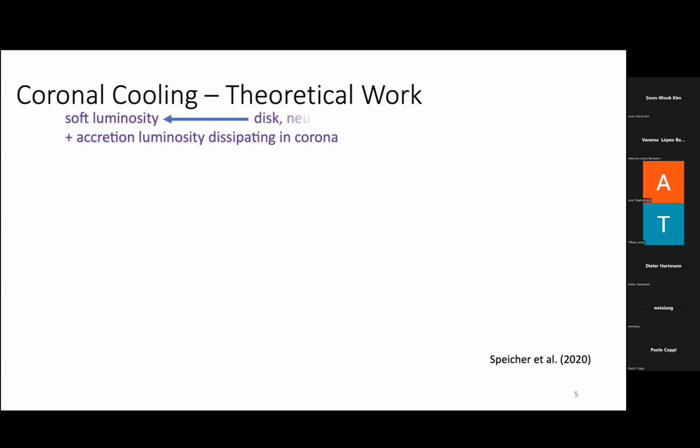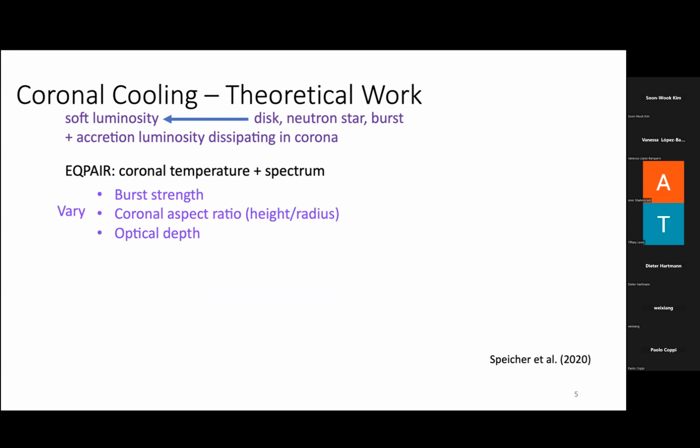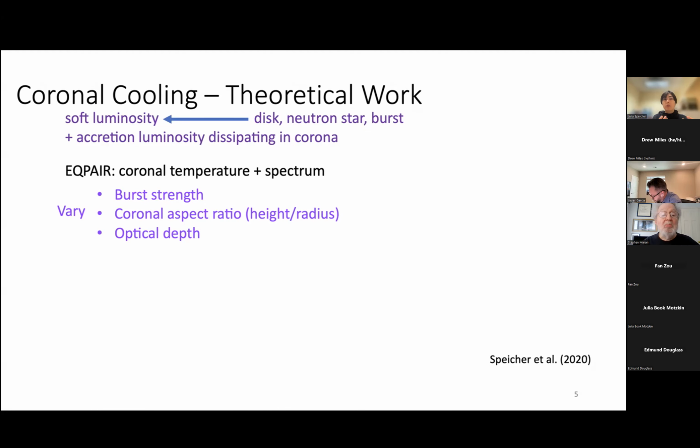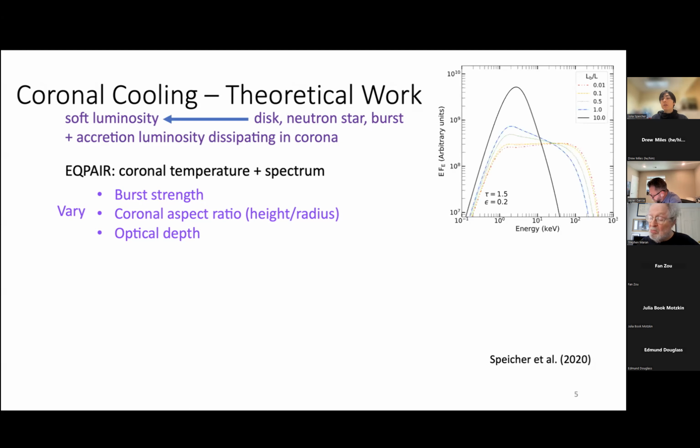For that, we set up an analytical model where we assumed that the corona is powered by accretion luminosity dissipating in it, and it is also irradiated by some soft luminosity coming from the disk, the neutron star, and also the burst. For this model, we calculated the coronal electron temperature and the coronal spectrum with a hybrid emission plasma code, AQPair. And because we wanted to see how the coronal cooling depends on properties, we varied the strength of the burst, the coronal aspect ratio, so height divided by radius, and the coronal optical depth. Here are some of the resulting spectra from our calculations.